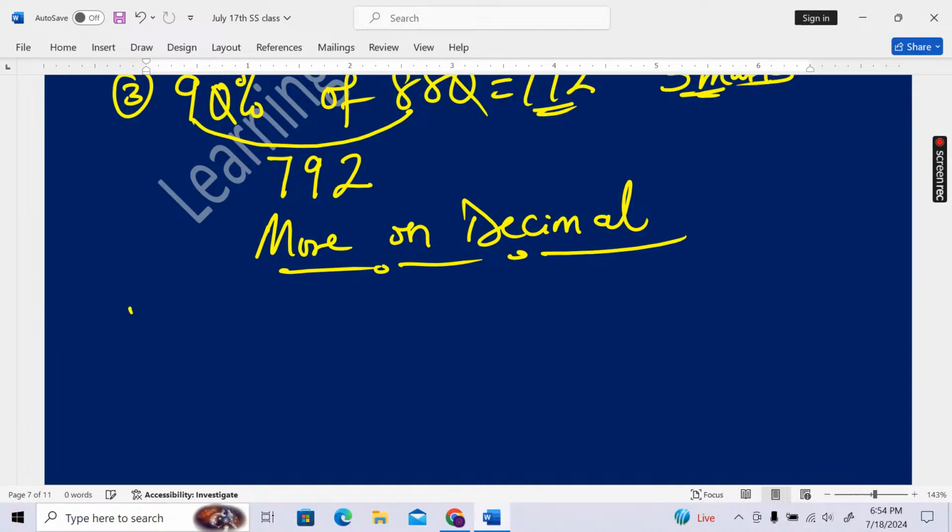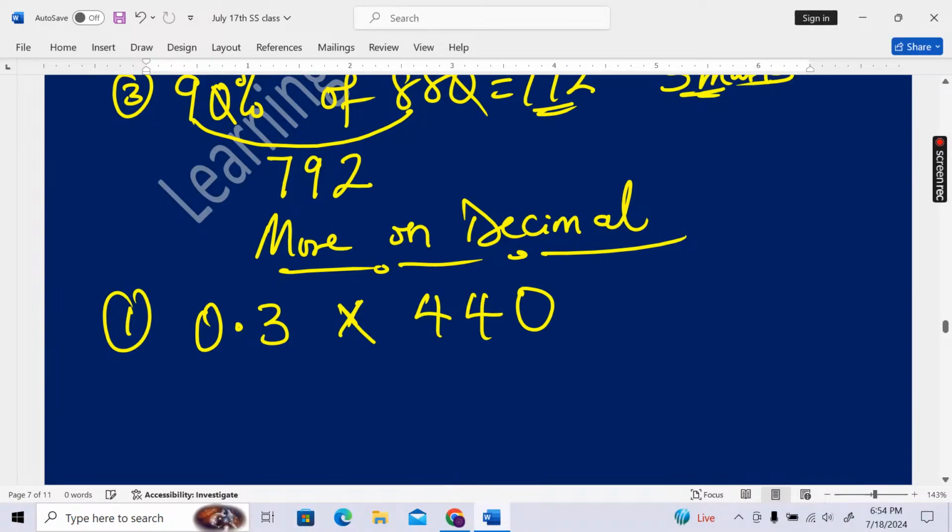More on decimals. Now let's look at this. When you have something like 0.3 times 440, how can you do this mentally? You may not need a pen, because while you are on the go, you need to quickly do this calculation. What is 0.3 times 440?